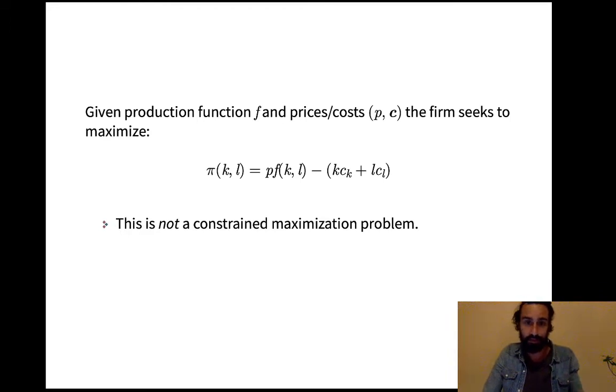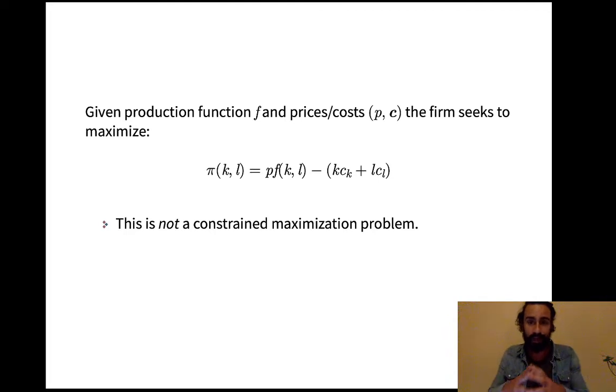Revenue is the price times the output. F of K, L is the output when I hire K worth of capital and L worth of labor. The second term on the right is negative costs, and the cost is the price of capital times the amount of capital, K times CK, and the price of labor times the amount of labor, L times CL, or labor times price of labor. Whatever.